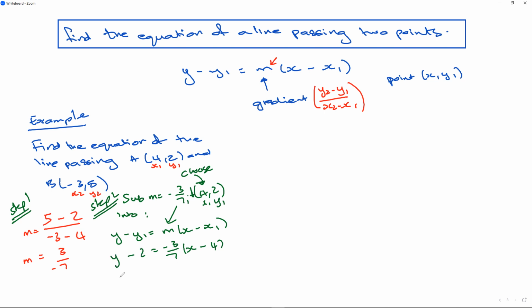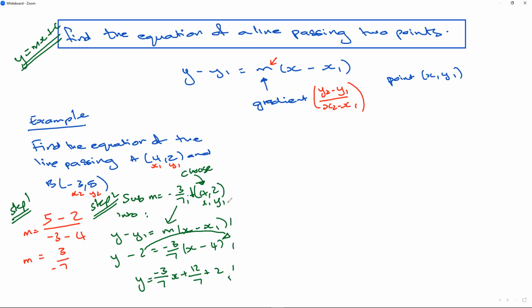So y minus 2. I need to get it in the form which is y equals mx plus c. That's the standard form of a straight line. So I need to move the 2 over. That'll become plus 2. The negative 3 over 7 will multiply by x. Negative 3 times 4 will give you negative 12 over 7 plus 2 on the other side. So you end up with negative 12 over 7 plus 2, which is 2 over 7.